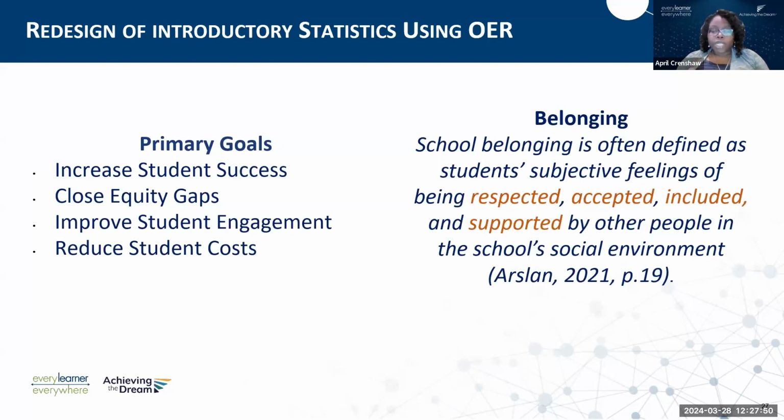We wanted to close equity gaps. So not only are the overall success rates low, when you disaggregate the data, they're even lower for our historically marginalized groups, for our first generation students, for our low income students, and for our students who are coming to us who test below college level in mathematics, students who would be placed in remedial courses. We wanted to improve student engagement, and we wanted to reduce student costs. So those were our big goals for the redesign.